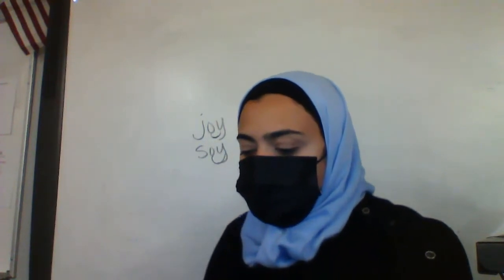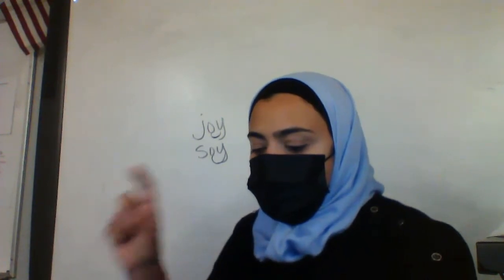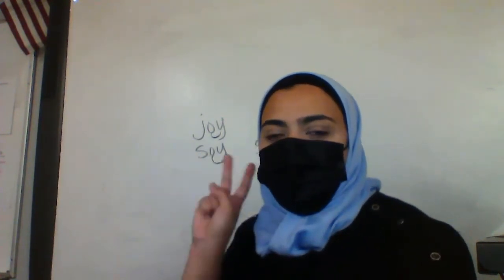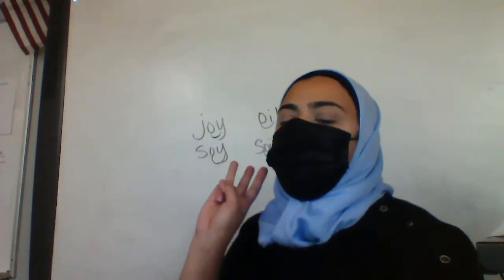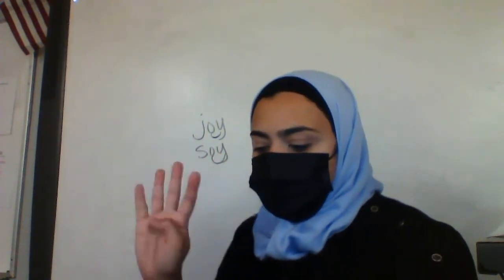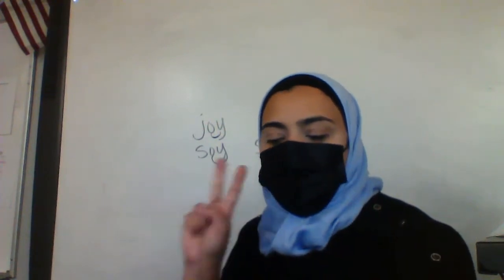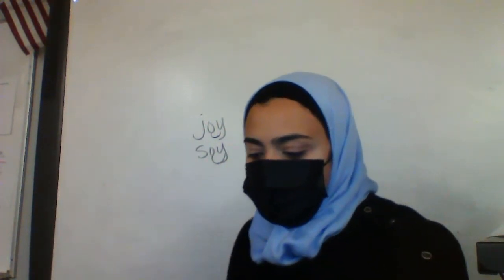O-I and O-W. Very good. Who remembers the four diphthongs we have learned so far? We learned O-I, O-W. Now what? O-Y and O-U. Very good. So we've learned O-I, O-Y, O-U, and O-W. Very good. So whenever we see this card, I'm going to add this card to our letter cards.